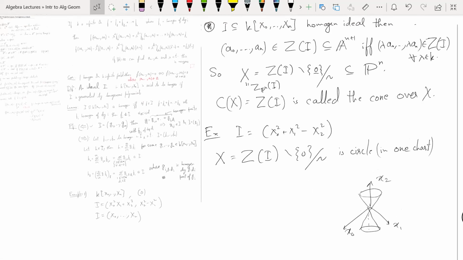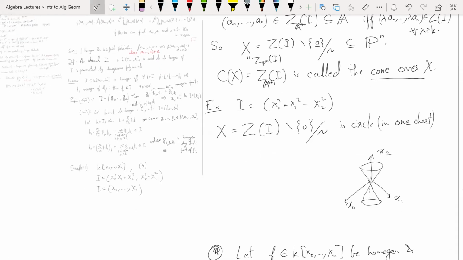And Z(I) in A^(n+1) is called the cone over X. While X is going to be something of dimension, let's say d, the cone over X is going to be of one dimension higher, of dimension d+1, because for each point in X there is actually a line in the cone. It will become clear with this example if things are confusing.